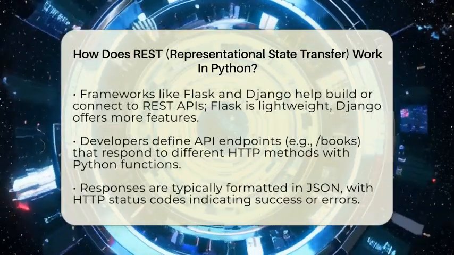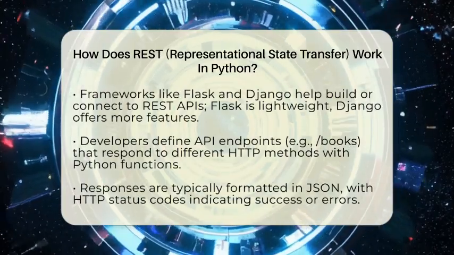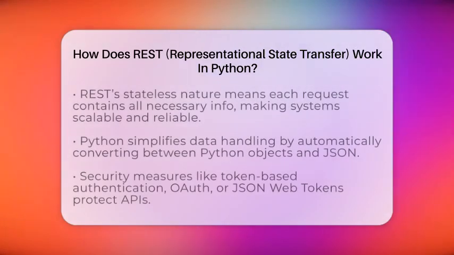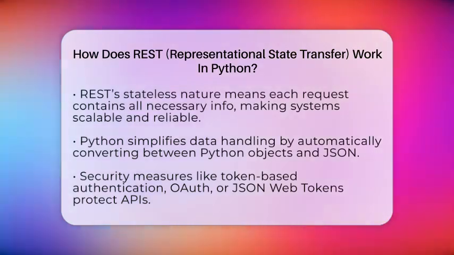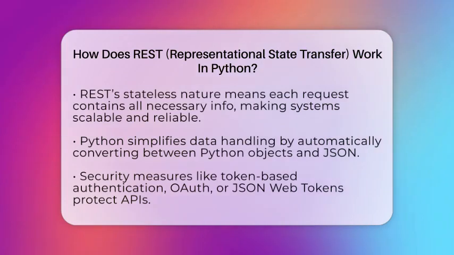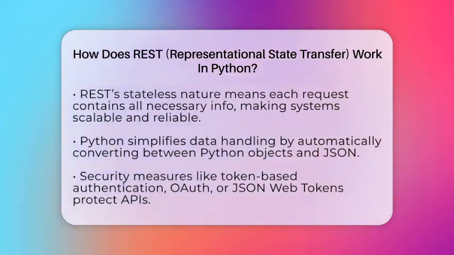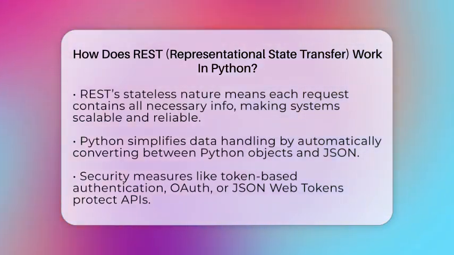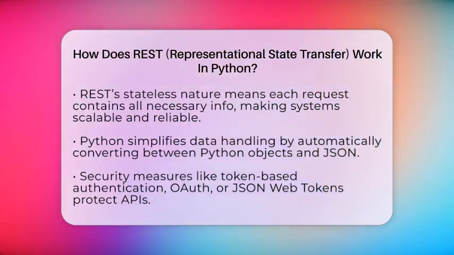When a client sends a request to an endpoint, your Python function processes it. If it's a GET request, it retrieves data. If it's a POST, it adds new data. The function then returns a response, usually in JSON format, which is easy for programs to read. The response also includes an HTTP status code to show if the request was successful or if there was an error.